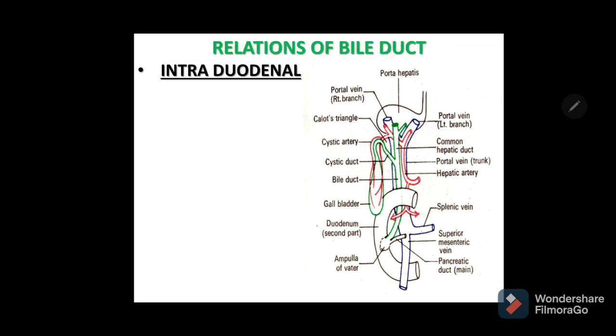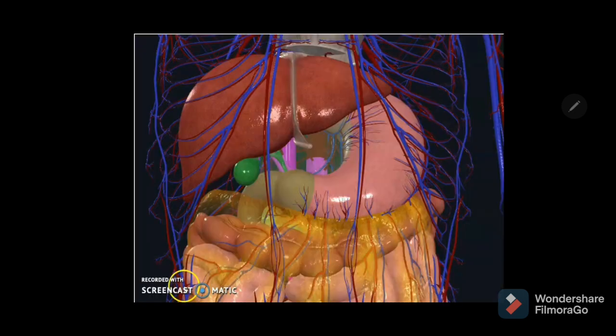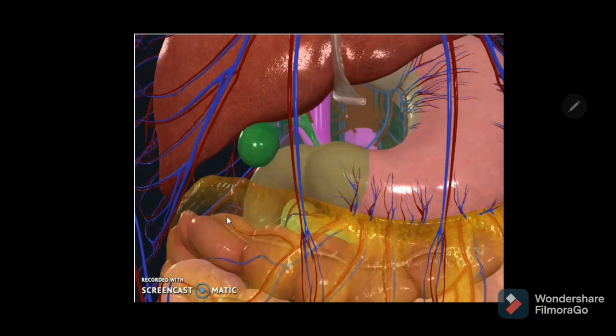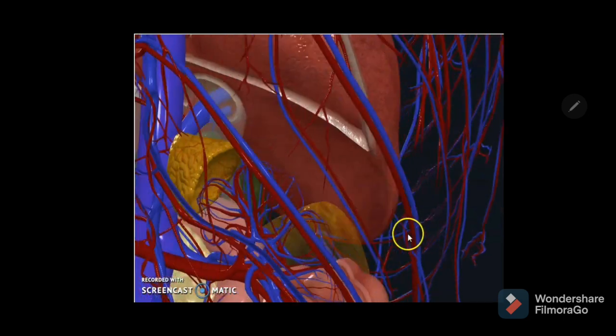Coming to the intraduodenal part, its course is represented by the plica longitudinalis in the interior of the second part of the duodenum, and you can notice here the parts of the common bile duct. You can see all the relations.